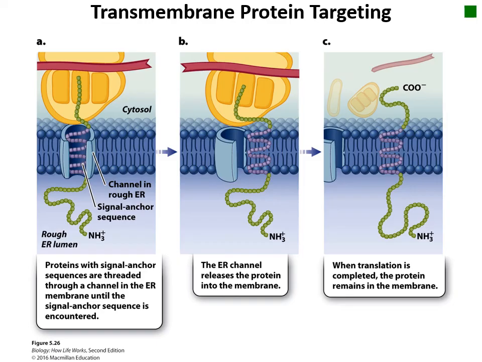Alternatively, the protein may pause as traveling through the channel due to the presence of a signal anchor sequence and becomes embedded in the endoplasmic reticulum membrane. These proteins will travel in the membrane until they reach the cell membrane, where they will function as receptors, pumps, and channel proteins.